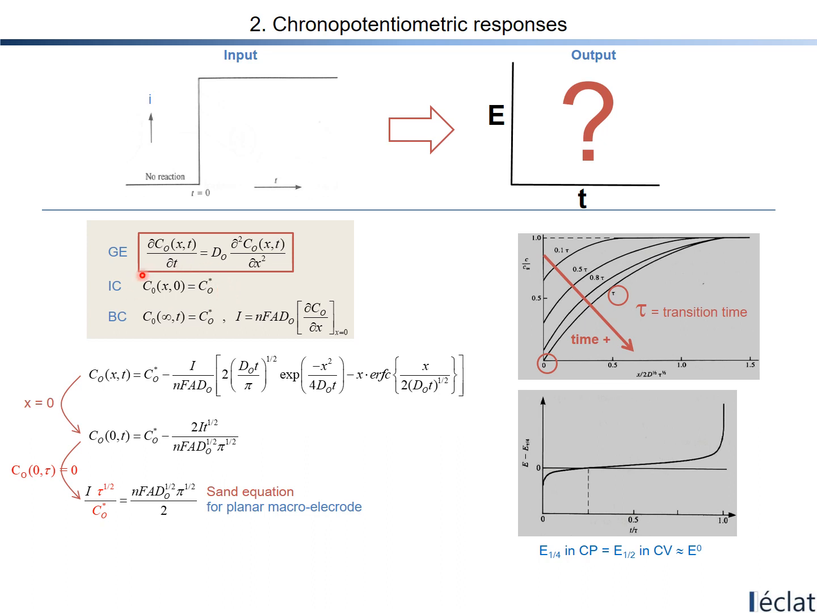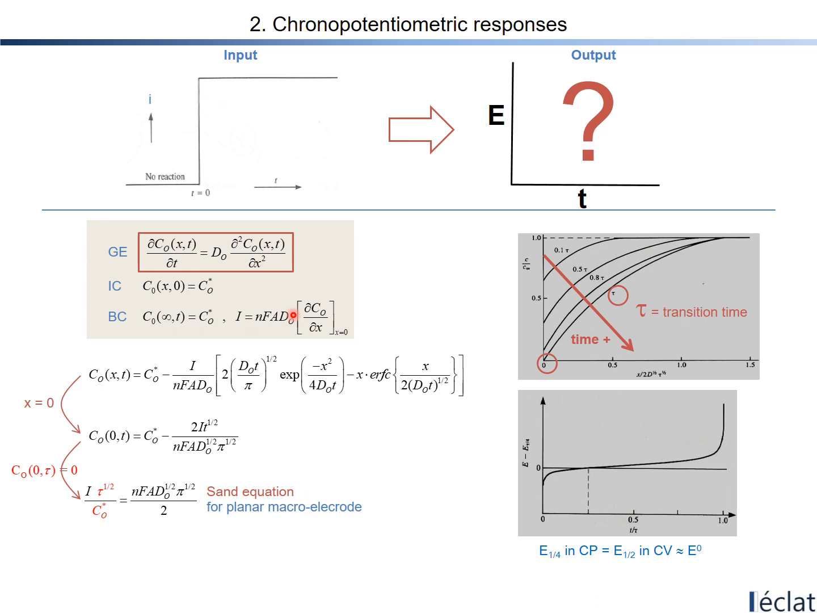How about the initial condition? At time equal to 0, you should find the bulk concentration independent of location, the same as shown in the previous chronoamperometric responses. How about the first boundary condition? In the bulk region of electrolyte, the concentration should be the bulk concentration, the same. The only different thing between chronopotentiometric and chronoamperometric responses is the second boundary condition.